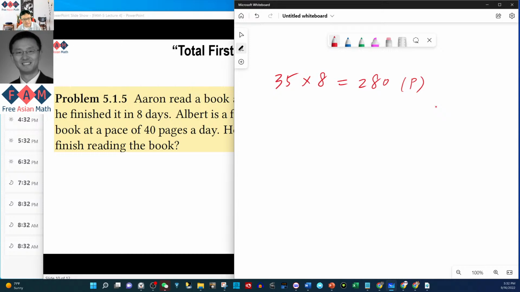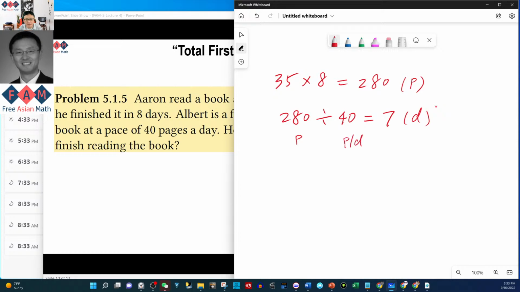Now, apply the same number of pages to Albert's reading situation. Albert is a fast reader, so he needs 280 divided by 40. That's his pace, 40 pages per day. Then we get 7 days. To see why the unit is day, remember the quantity is 280, and the unit is page. And what is 40? 40 is pages per day.